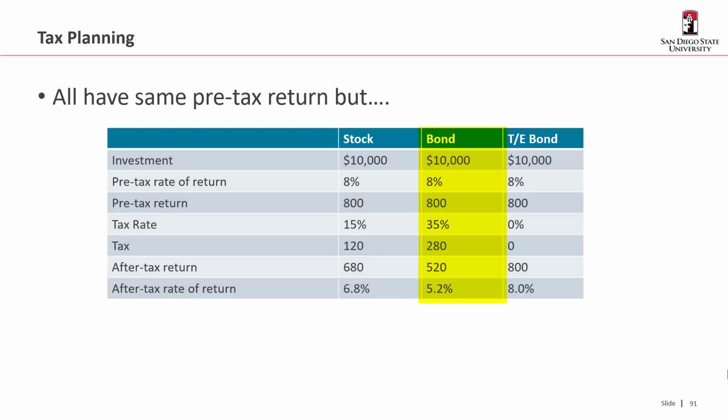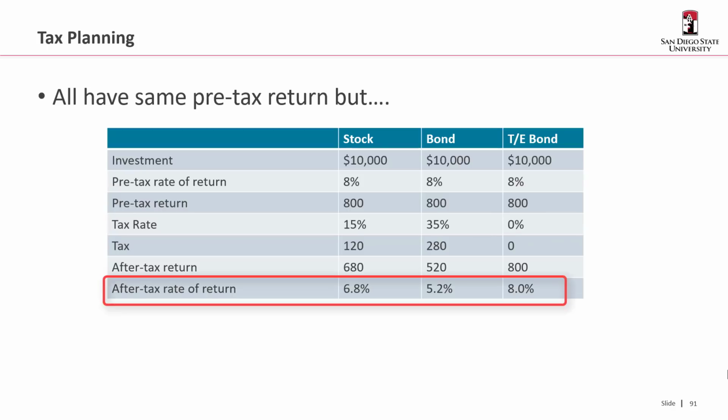With the bond, it's going to pay its 8% as interest. Well, interest is taxed at ordinary rates, which means that her tax is $280, or 35% of $800. So our after-tax return is only $520, which is only a rate of 5.2%. And lastly, of course, the tax-exempt bond pays 8% and has no tax. And so as a result, her after-tax rate of return equals her pre-tax rate of return of 8%. This makes the tax-exempt bond the optimal choice in this particular situation.